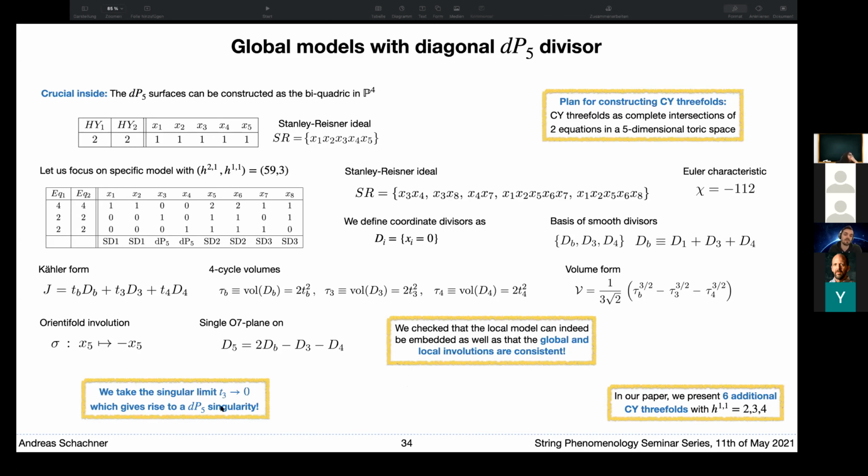Now we take the singular limit by taking the two-cycle volume of T3 going to 0, which gives us a dP5 singularity at the coordinate x3 equal to 0.